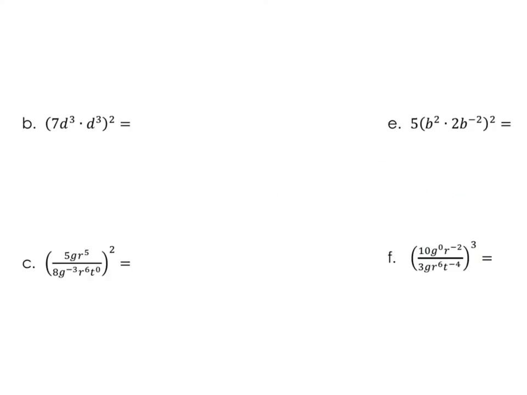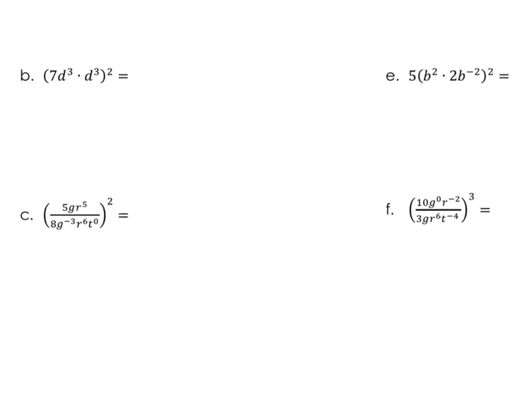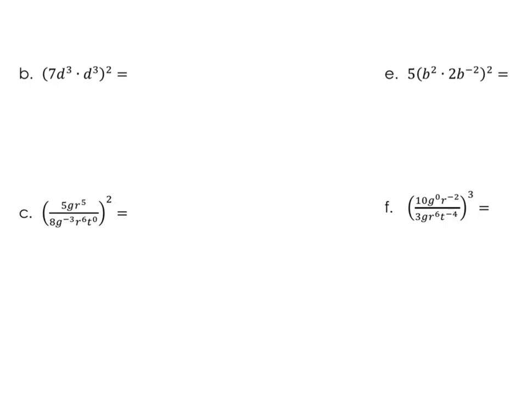Okay, let's try some more examples. Let's look at this B. We have a 7d to the 3rd times a d to the 3rd squared. So we have 7 times 3 d's times 3 more d's, and that is happening 2 times.